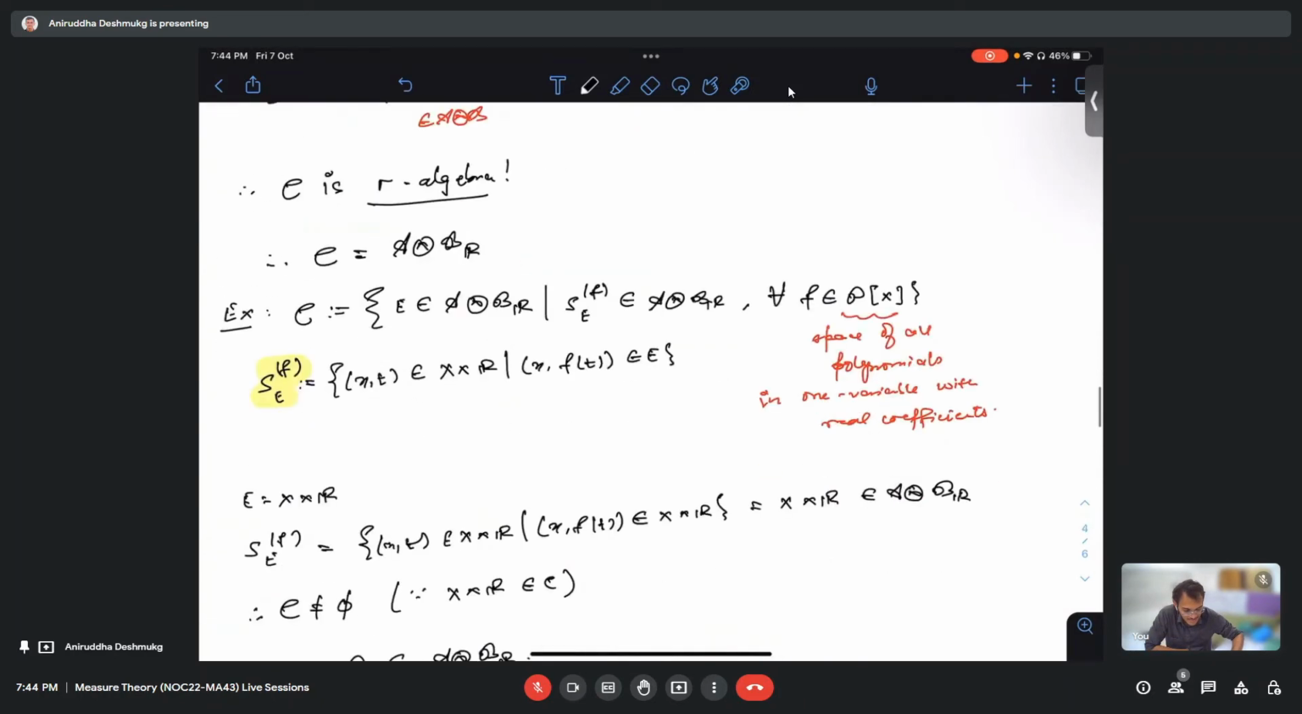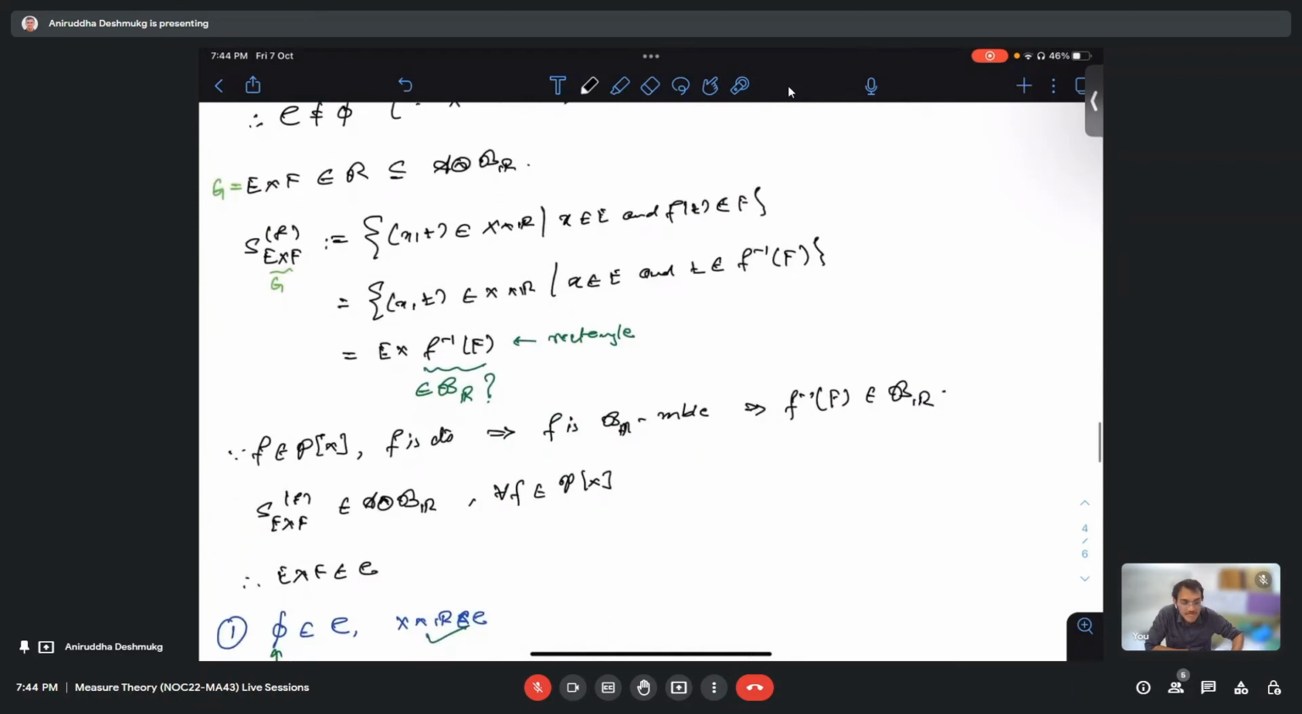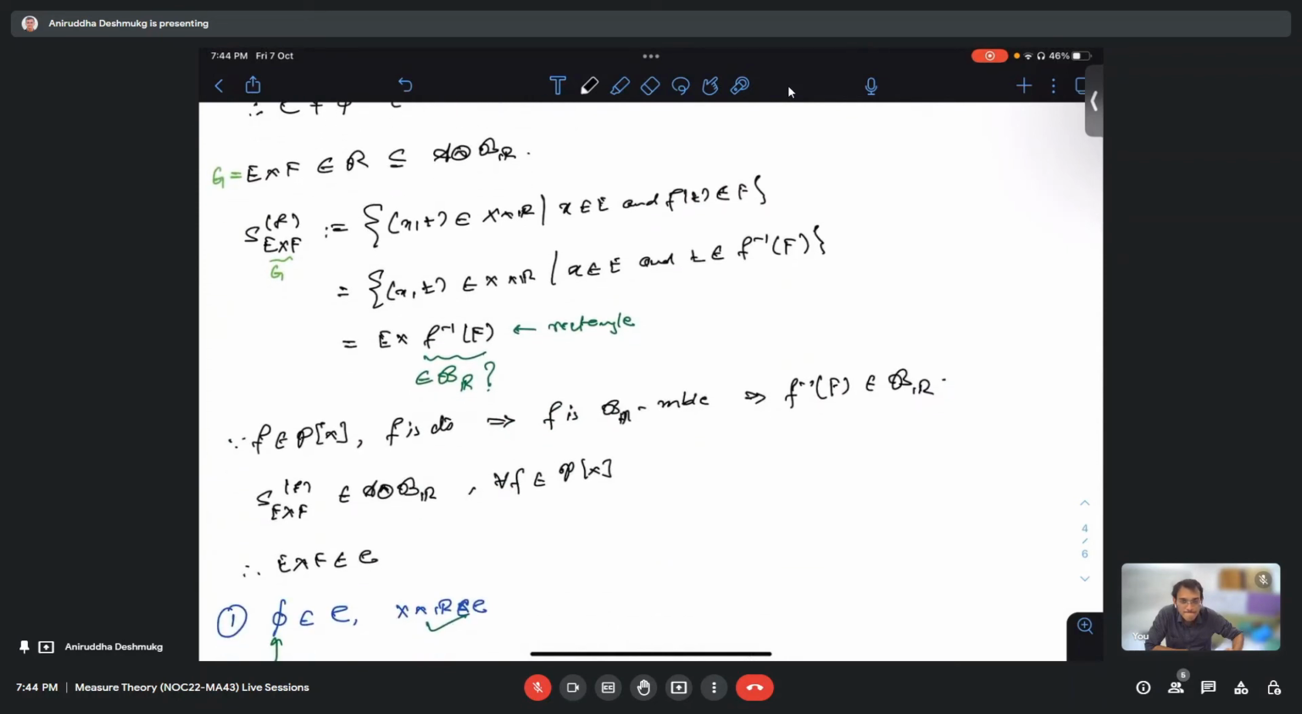Aniruddha, just to clarify, when using the same technique for product spaces, we're actually doing it in 3 steps. The first step is showing that C is non-empty. The second is to show that all the rectangles are contained in C. And then finally we show that C is a sigma algebra. Correct, correct.